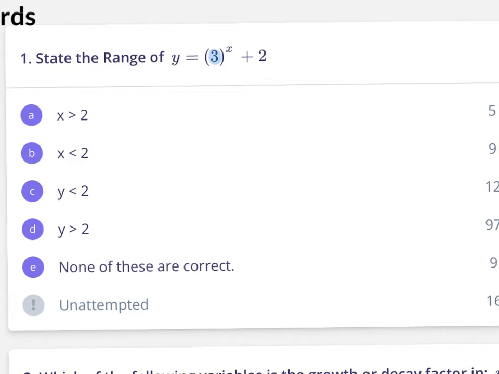So this is a growth function. This is growth because b is greater than 1. B is 3, right? So it's growth. So that means that it's going to grow away from the asymptote. What is the asymptote? It's going to be y equals k, and k is the number that's being added or subtracted at the very end. So the asymptote is y equals 2.